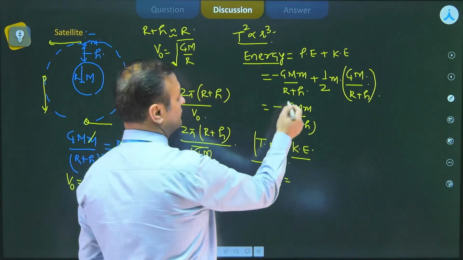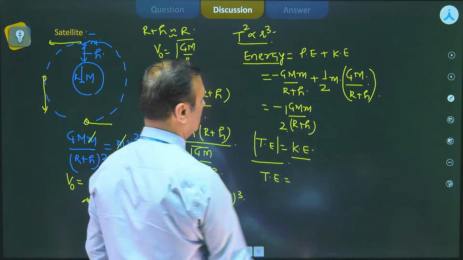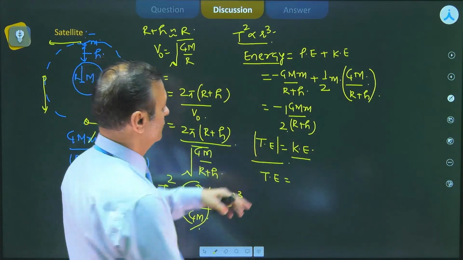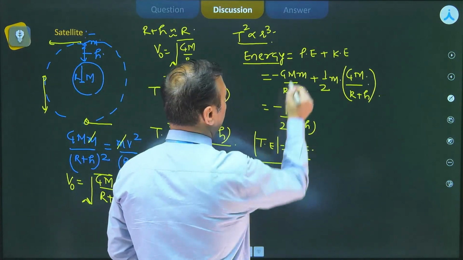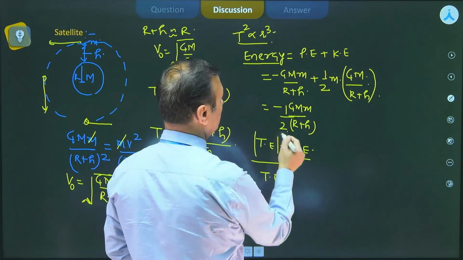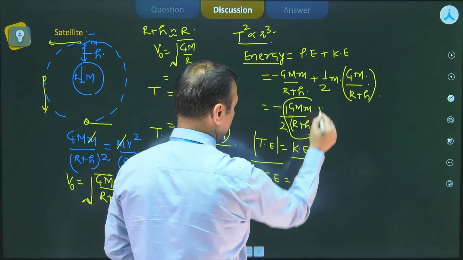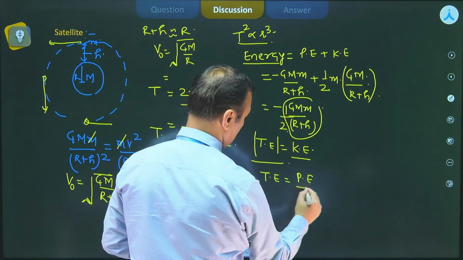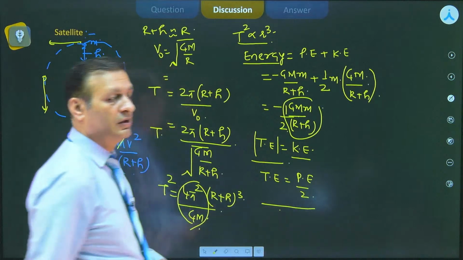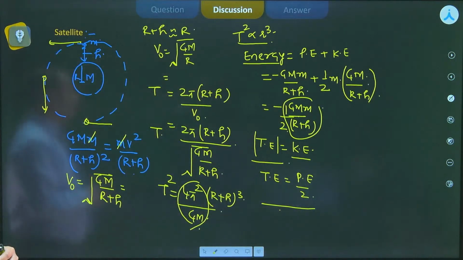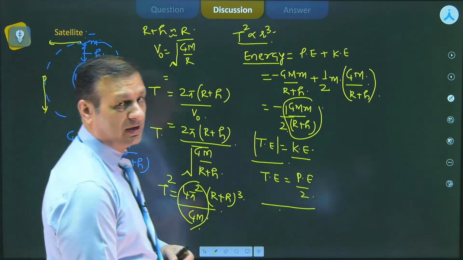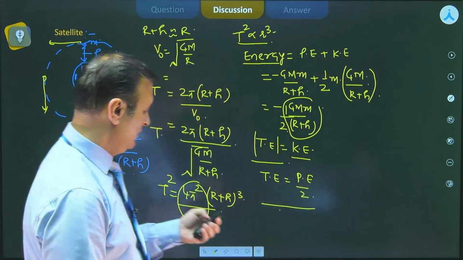So this is a very fine relation we have, and this is the total energy. So what is the relation between total energy and potential energy? This part is potential energy. Just pay attention to all these formulas because these are very, very important. You may be asked questions from any of the formulas given.